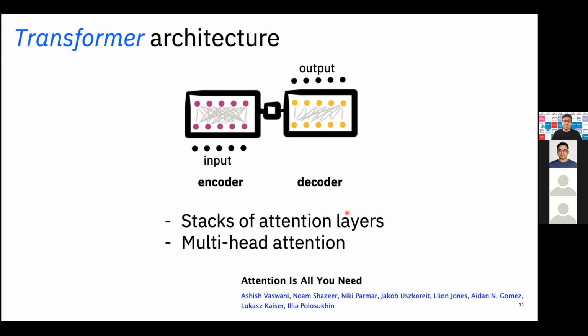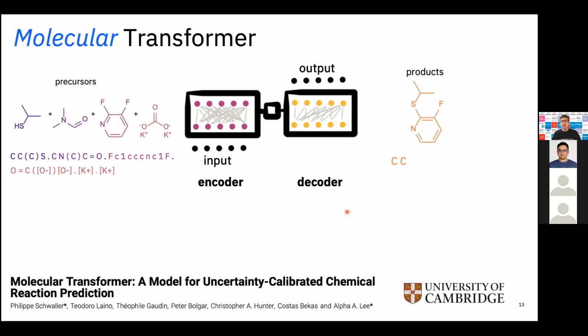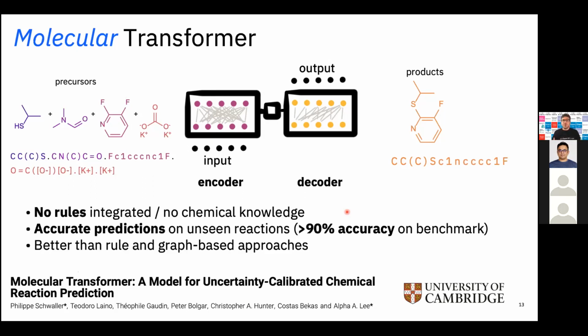We adapted the transformer architecture for chemical reaction prediction in the molecular transformer work, and without integrating any rules or inputting some chemical knowledge, this model could accurately predict unseen reactions in standard benchmark datasets. And it's still the best performing model for reaction prediction.